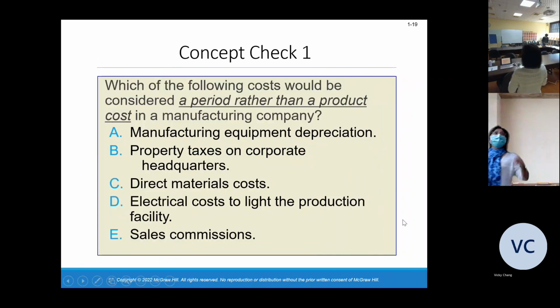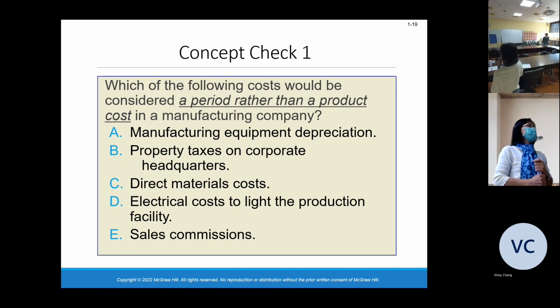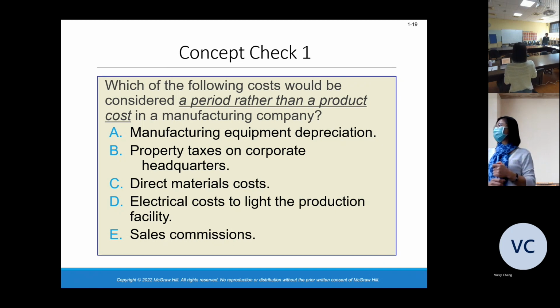Which of the following costs would be considered a period rather than a product cost in a manufacturing company? Period cost. B and E. Do you agree? Yes. That's correct. And the others are product costs. Okay, good.